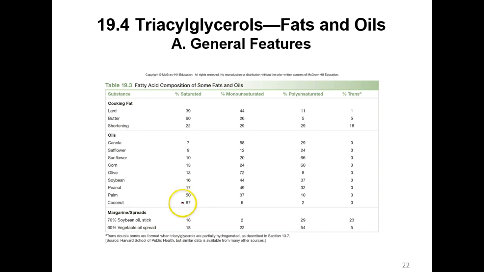Now, palm oil and coconut oil are relatively saturated. You know, it is called coconut oil. I don't know if you've ever used it. It is kind of a white solid. It looks like wax, but it has a very low melting point. It doesn't take a lot of heat for it to actually melt. And it's pretty good for you. It's a much shorter chain of carbons. It's not as long a chain as lard and butter and shortening. And then you have here some margarine and spreads, which is kind of a combination of things.